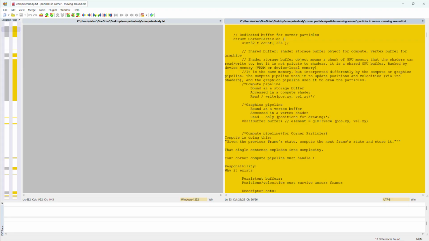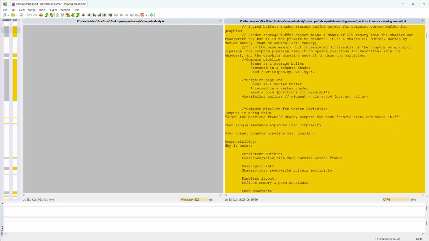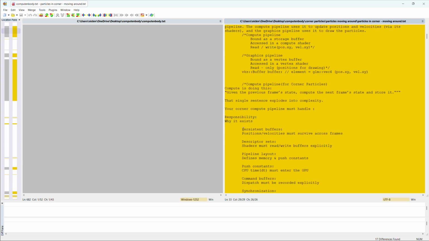Compute is doing this: given the previous frame state, compute the next frame's state and store it. Okay? So that single sentence explodes into complexity. Your corner compute pipeline must handle responsibilities, right? So this is where I was talking about the complexity of the compute pipeline. Instead of just plopping particles on a screen in the corner, we're actually trying to update the particles, because the particles are moving around in the corner, right?